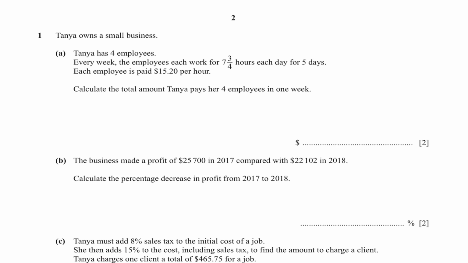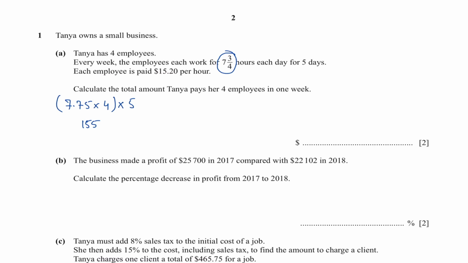So the first thing we need to do is figure out the total number of hours worked by these 4 employees. Every employee works for 7 whole 3 over 4 hours, which by the way is 7.75. We have 4 employees, so I'm going to multiply this by 4, and then by 5 because they're working 7.75 hours each day. So 7.75 times 4 times 5 is equal to 155. This 155 is the total number of hours worked by 4 employees in 5 days.